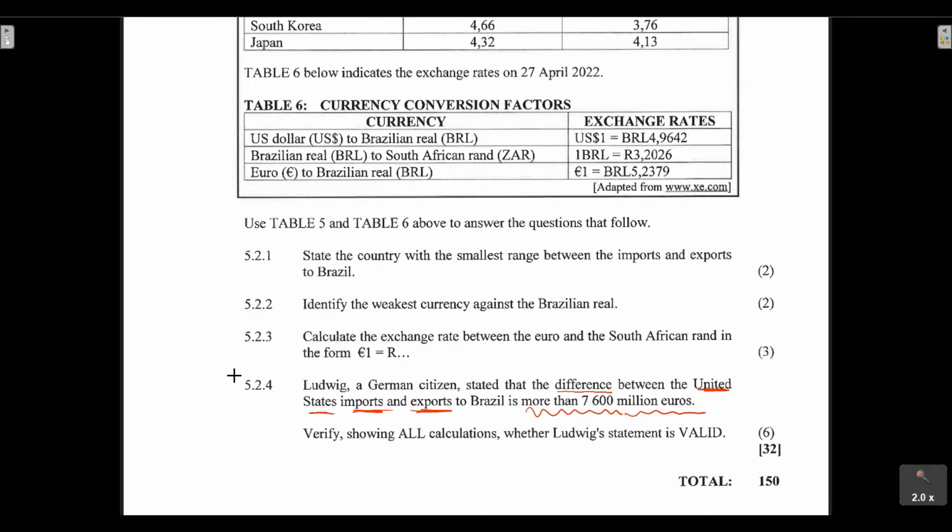Okay, so this question is actually telling us exactly what we need to do to start off our solutions. Ludwig is basically saying that the difference between the USA imports and exports is more than 7,600 million euros. When we're talking about difference, we know that we want to subtract these two values. So we want to verify whether this statement is correct. Okay, so we already have our starting point. How are we going to start off? By determining what is actually the difference between the United States imports and exports to Brazil.